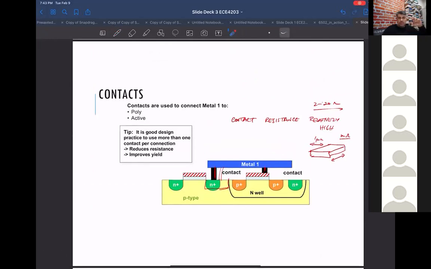Remember, the chip cost is a strong function of the chip area. Sometimes you're so pressed to make the area of your circuit or chip small that you might go to one contact. But if you can, it's a really good idea to use multiple contacts in parallel.